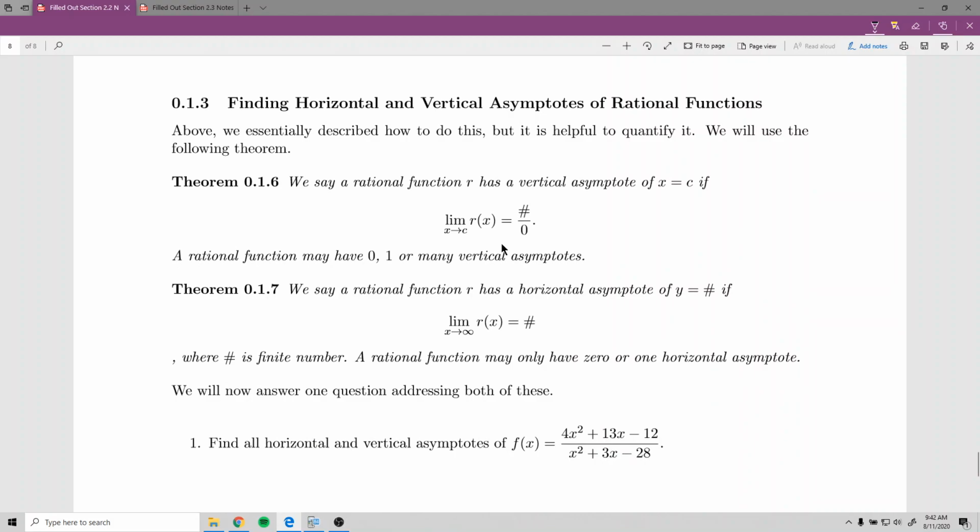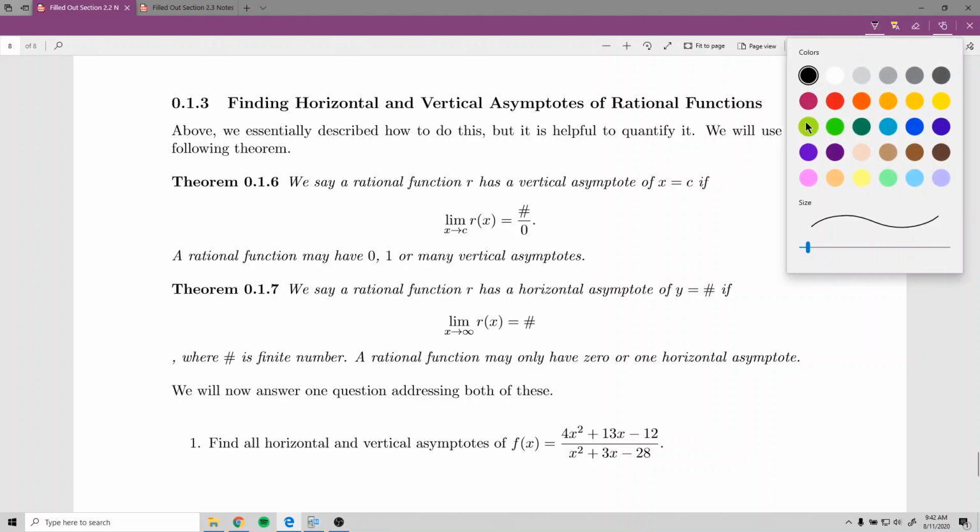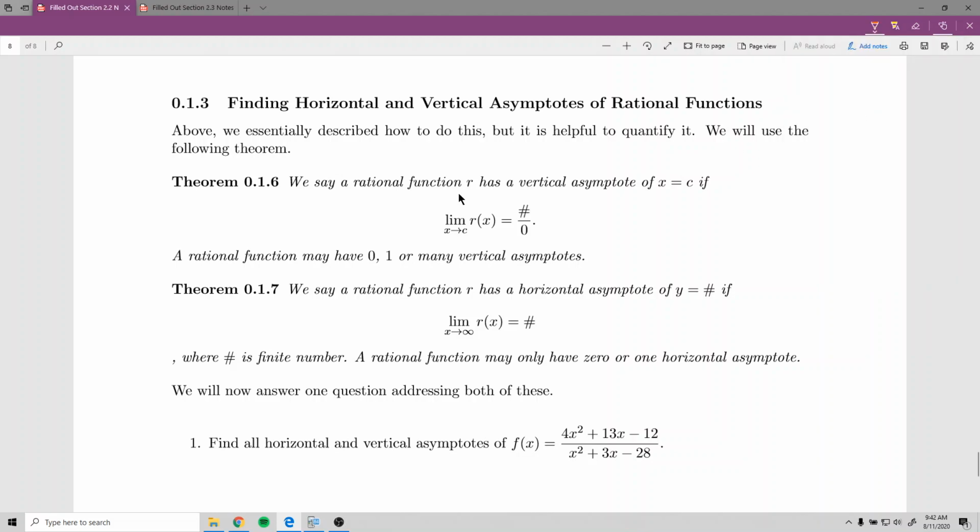All right, the last section here is just really putting it all together, figuring out horizontal and vertical asymptotes of rational functions. We've really done this already, but we didn't put the words to it. So we say a rational function R has a vertical asymptote of x equals c if the limit as x goes to c of R of x equals a number over 0. Basically, if the one-sided limits are infinite.